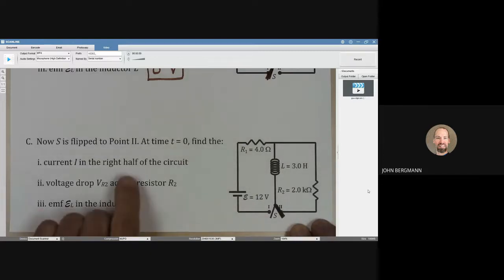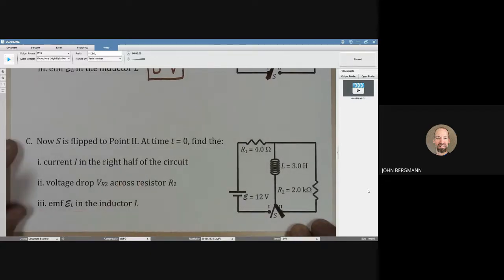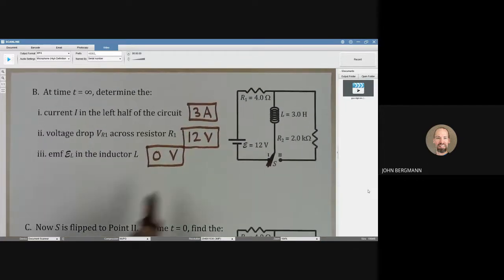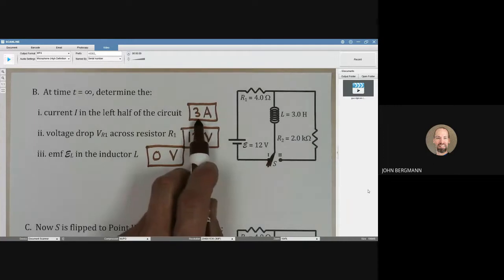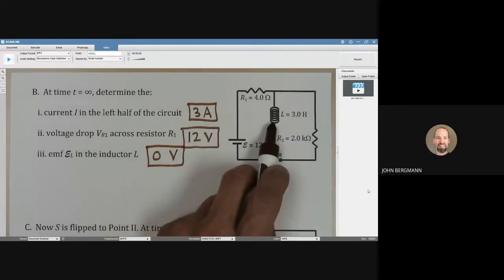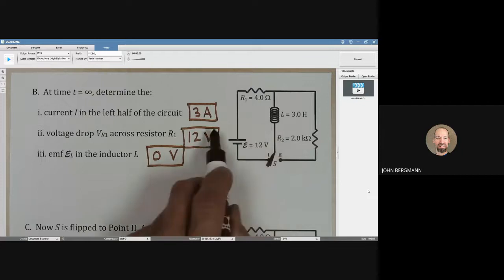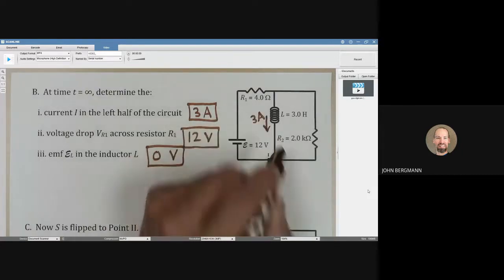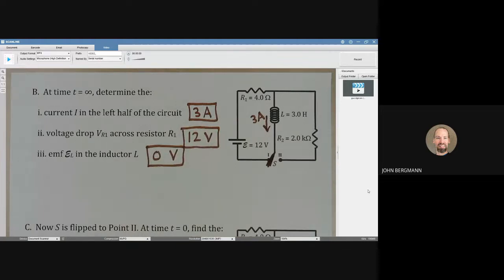What's the current going to be in the right half of the circuit? Well, let's go back to what was at the top of the page here. We had 3 amps of current going through this inductor. 3 amps. It was going this way. Let me write that in there. 3 amps was going through that inductor. And remember, that inductor, he was perfectly happy whenever there was 3 amps and as long as it wasn't changing.